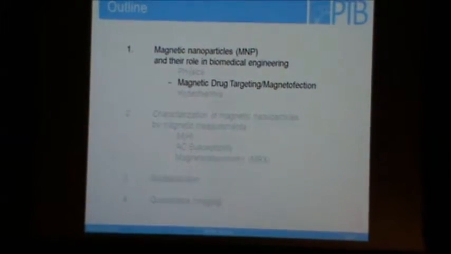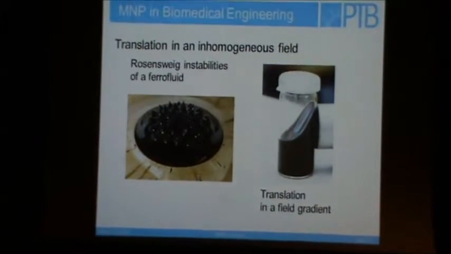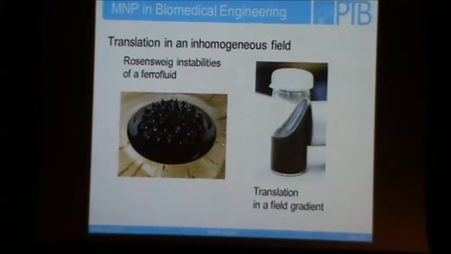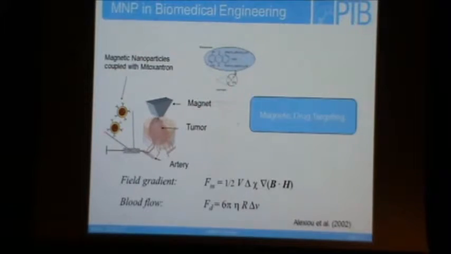You've heard about this already yesterday by Professor Alexiou. And this technique is basically due to the fact that when brought into a magnetic field gradient, they are drawn or kept from translation. And this is a ferrofluid with a very, very high concentration of magnetic nanoparticles, but the same applies, of course, also to less high concentrations.